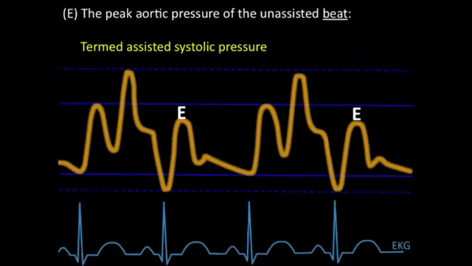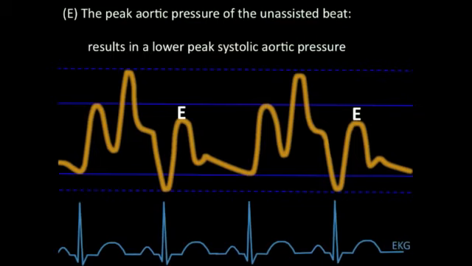And here we have the peak aortic pressure of the unassisted beat. So notice that the peak is slightly lower than normal. So before we had that blue line, the peak systolic pressure reached that. Now we're a little bit lower. So this is also an effect of the balloon deflation. So since we started systole at a lower pressure, we end systole at a lower pressure. So we get a lower peak systolic aortic pressure. And what's quite remarkable about all of this is that even though we're at a lower peak systolic aortic pressure, the left ventricle can actually eject more blood even though it's not working as hard.